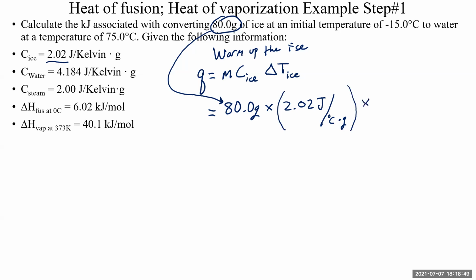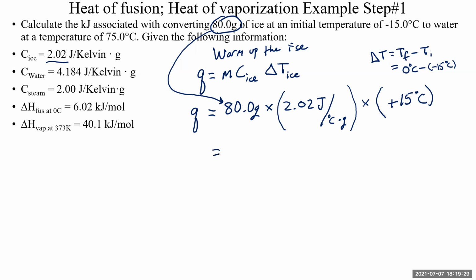And then multiplied by the delta T. Well, what's delta T? T final minus T initial. Our final temperature is going to be 0 degrees Celsius. We're warming up the ice to 0 Celsius. We started at negative 15 degrees Celsius. So 0 minus negative 15 is going to be positive 15 degrees. That's good because if we're warming this up, our Q value should be positive, because that indicates that heat is being absorbed by the ice.